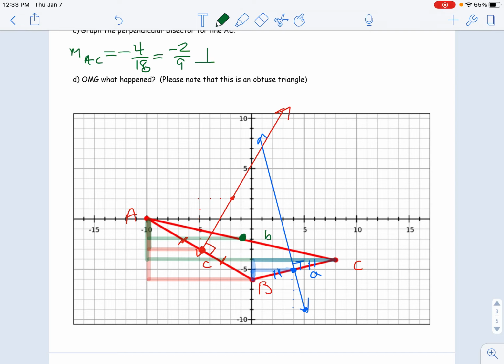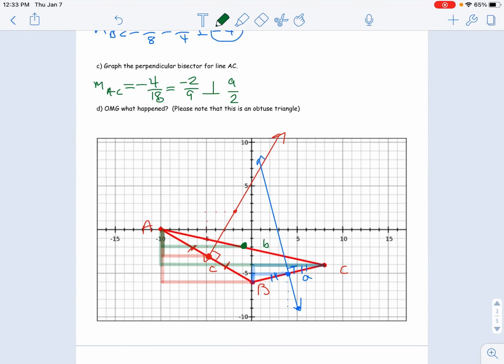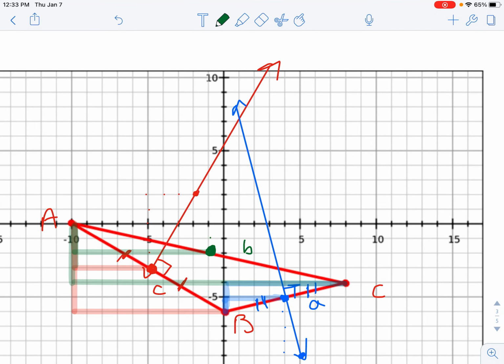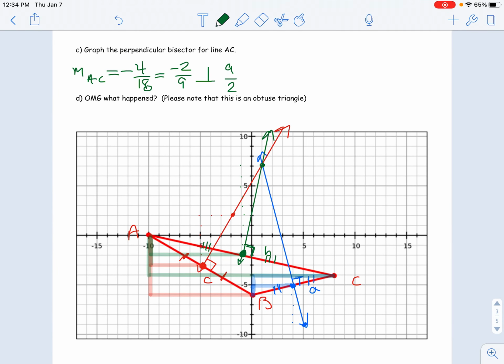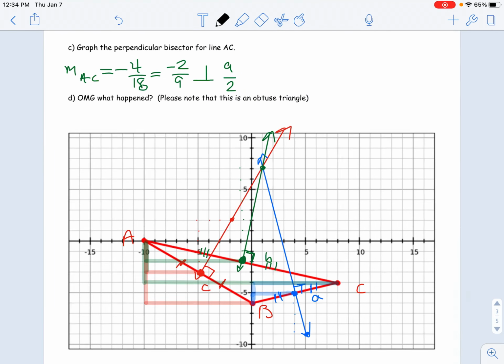Call that lowercase b. And I forgot to write, the perpendicular slope to -2/9 is positive 9 over 2. So from this midpoint, I'm just going to go up 9. 1, 2, 3, 4, 5, 6, 7, 8, 9 over, oh my gosh. Wow. All these lines intersect at the same point again. Wow. And again, this green line is the perpendicular bisector to AC. So this is some intense geometry going on right now. OMG, what happened?